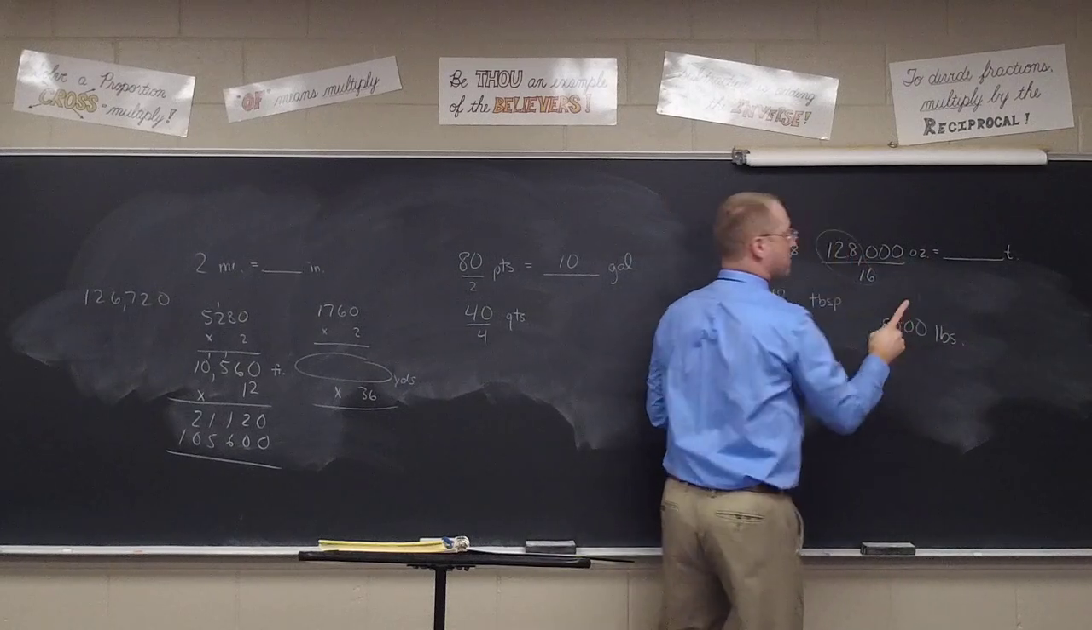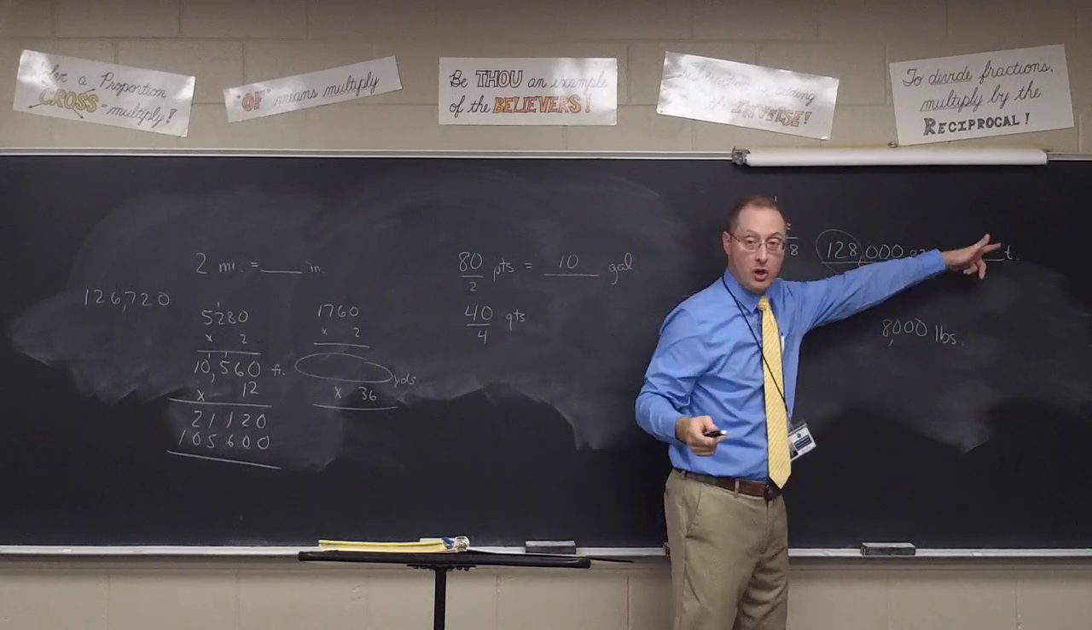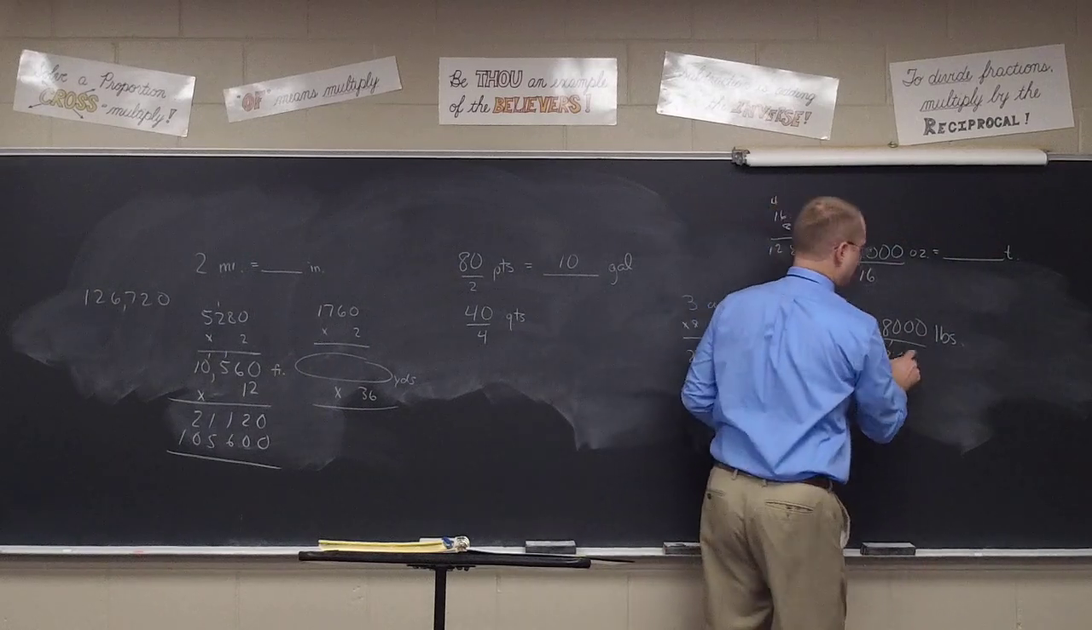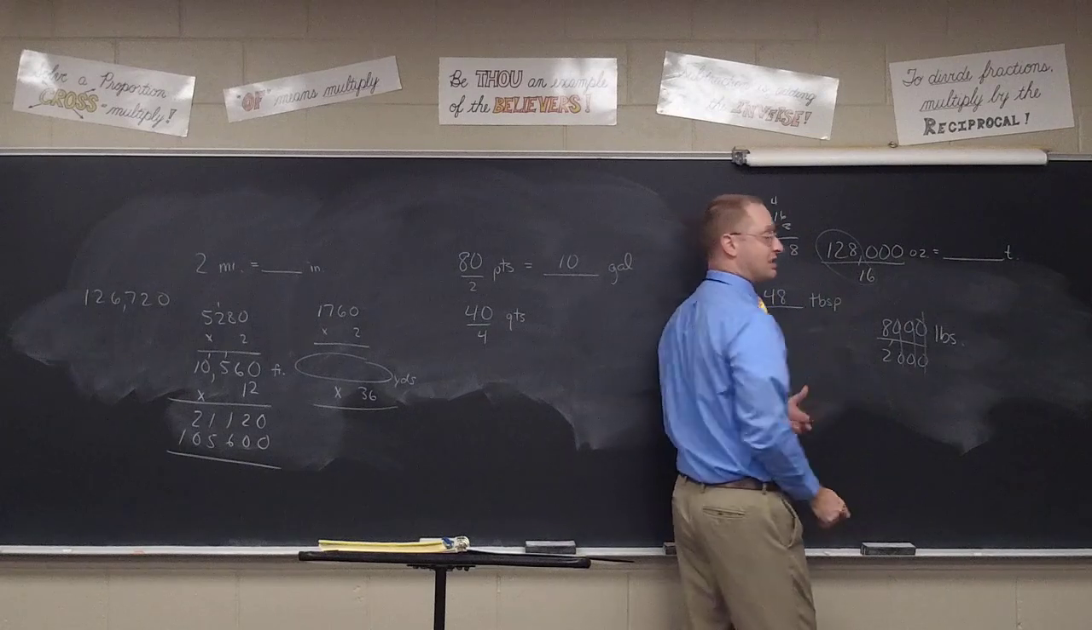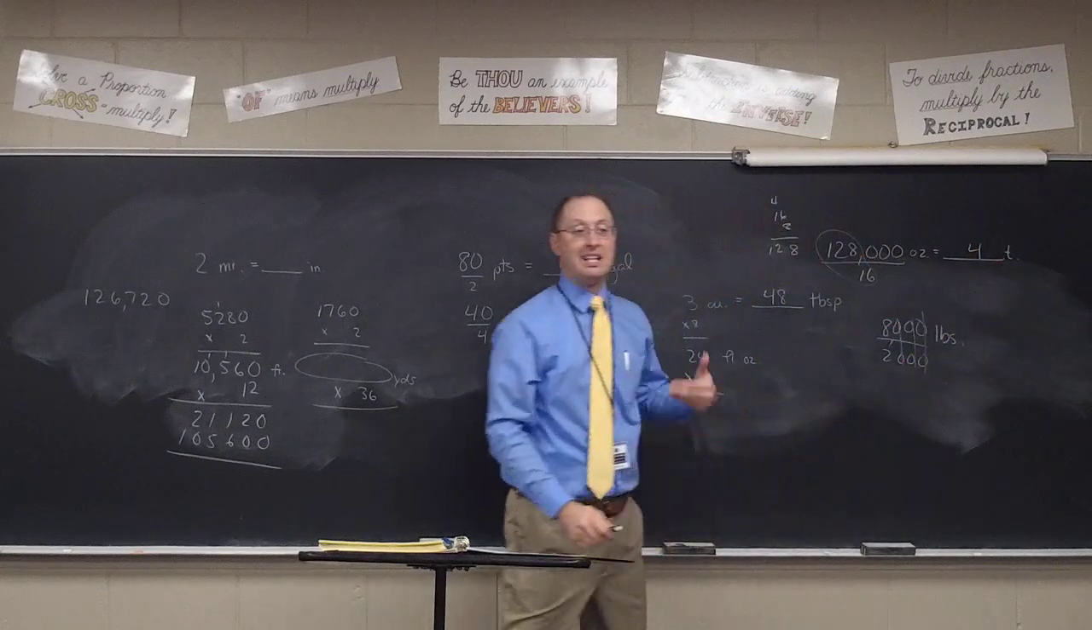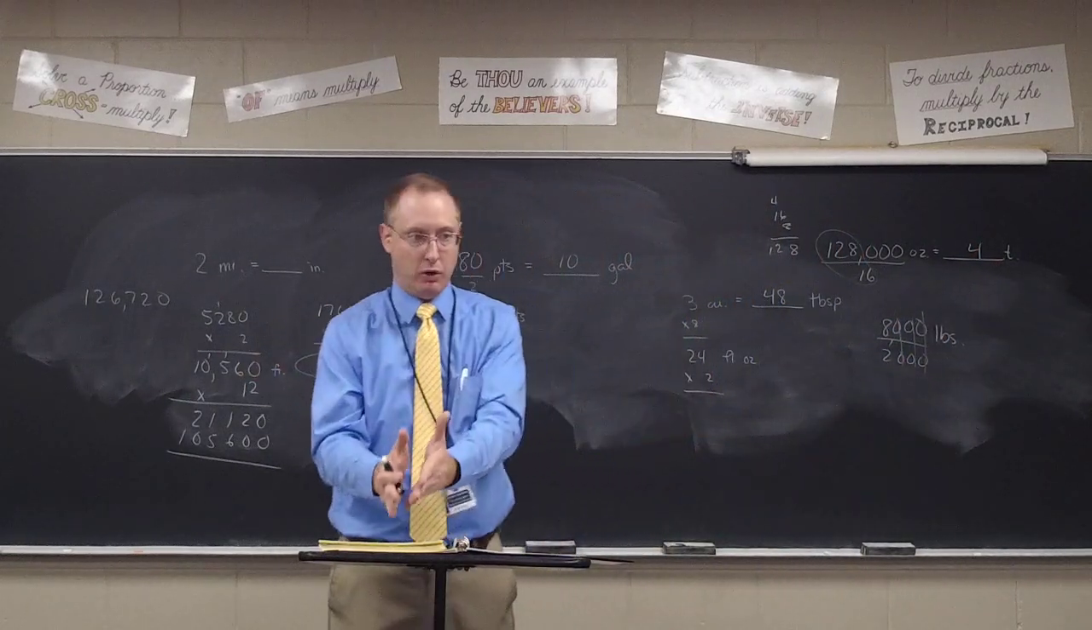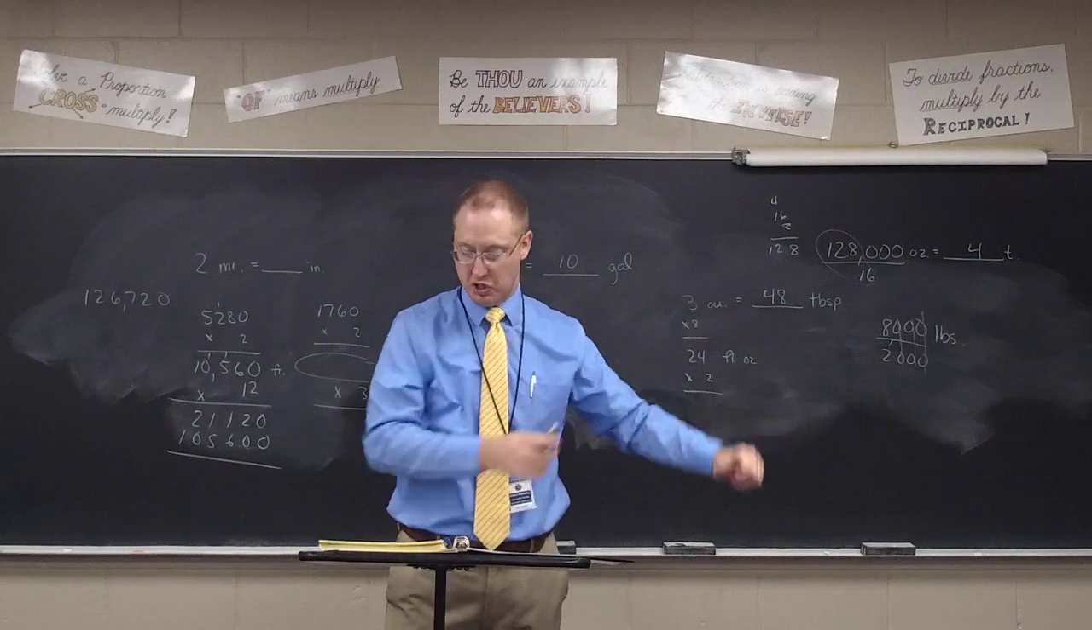Apparently that's 8,000 pounds. How many pounds does it take to make a ton, though, class? 2,000. So now we divide by 2,000. What do we do with all these zeros? So it's just 8 divided by 2, class? 4 tons. Again, find middle ground. Find a unit that's in the middle that you can convert to and do it in 2 stages.